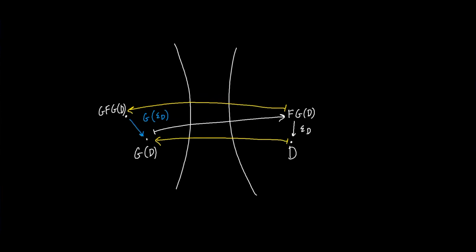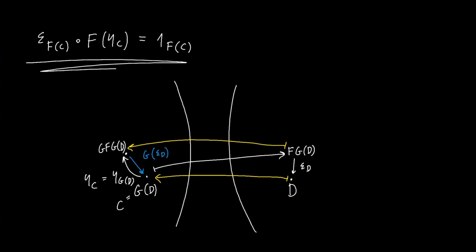And I also have a morphism going this way, which is my eta of G of D. Why do I have a morphism going that way? Well, remember, if I think of this as my object C, then this is just the eta of C. And so I have again a situation of two arrows going opposite ways.